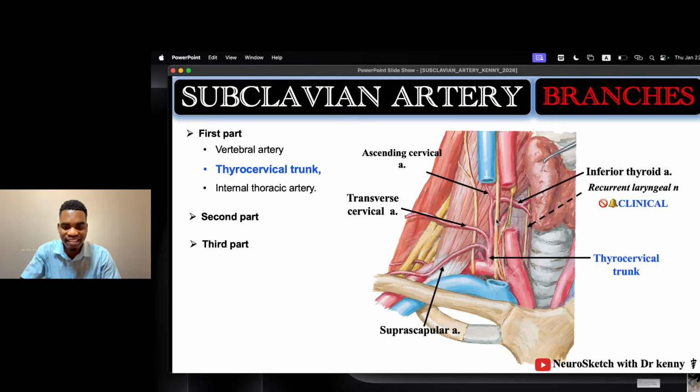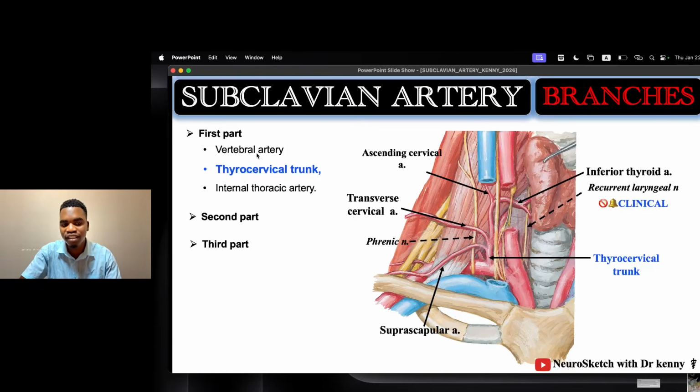And also these two arteries are related to this nerve over here, because this is the vagus nerve, and this one should be the phrenic nerve. So the transverse cervical artery and the suprascapular artery are also related to the phrenic nerve. They are crossing the phrenic nerve. They're also going to cross the brachial plexus at different parts. That was the second branch from the first part of the subclavian artery.